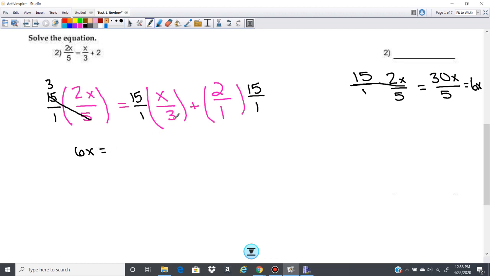Then I can cross cancel again. I can say 3 goes into 15 5 times. 5 times x is 5x. And then nothing cancels here, so I just go straight across. 2 times 15 gives me a positive 30 over 1.